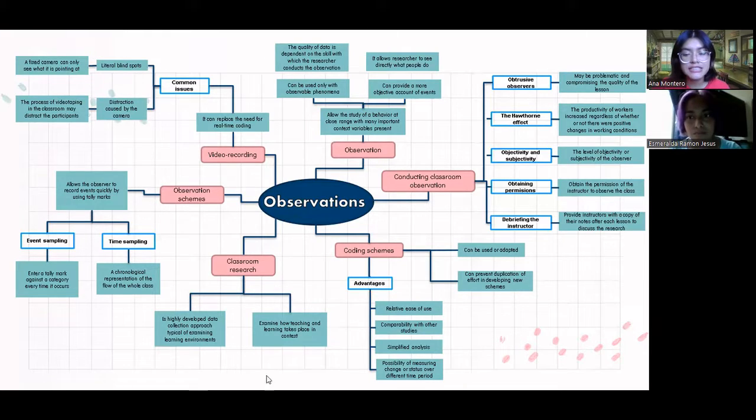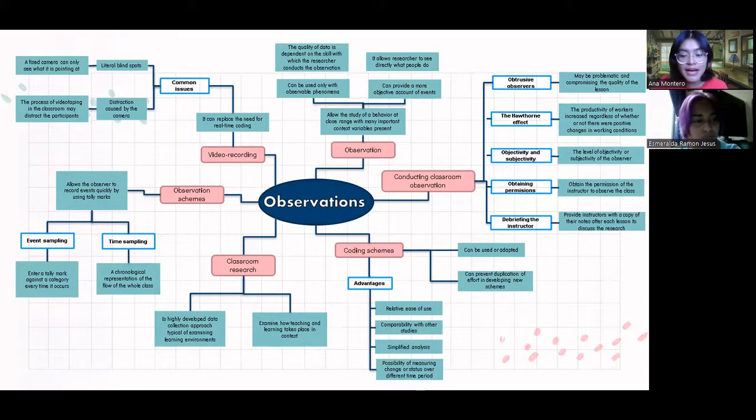Well, when we are conducting classroom observations, we need to take into account these issues. The obtrusive observers: the observer may be problematic and compromise the quality of the lesson. The Hawthorne effect describes that the productivity of workers increased regardless of whether or not there were positive changes in working conditions. The objectivity and subjectivity: the level of objectivity or subjectivity of the observer.